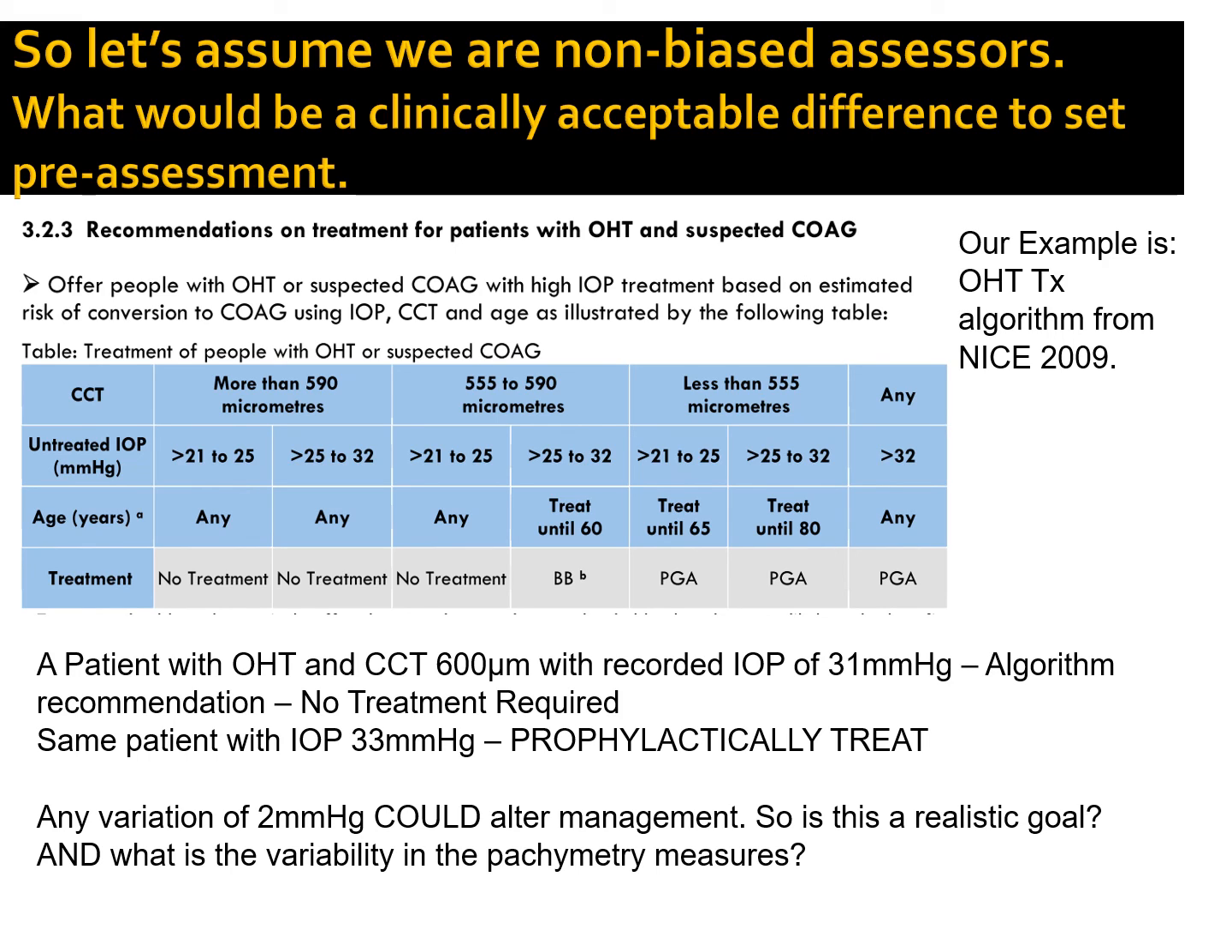Now I know they've changed the baselines from 21, but still. If we've got a patient with ocular hypertension and a CCT of 600 and a recorded IOP of 31 millimeters of mercury, the algorithm states that no treatment is required. But the same patient with an IOP of 33 millimeters would suggest that we prophylactically treat. So we could argue quite soundly, I think, that a variation of 2 millimeters of mercury could alter management.